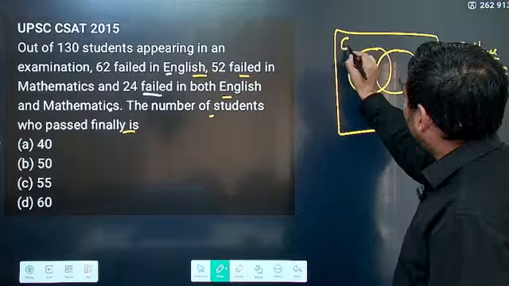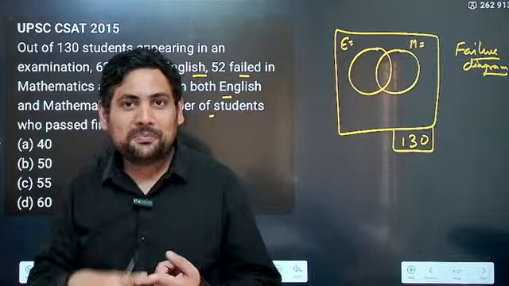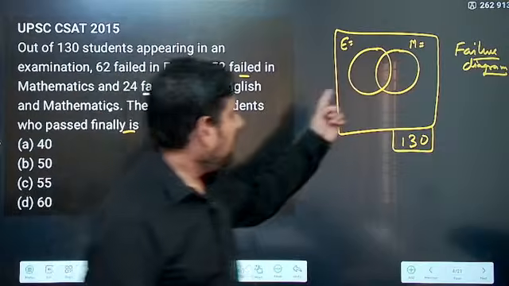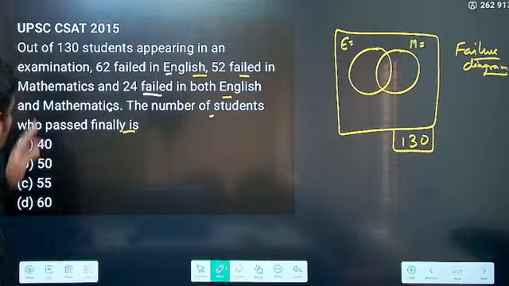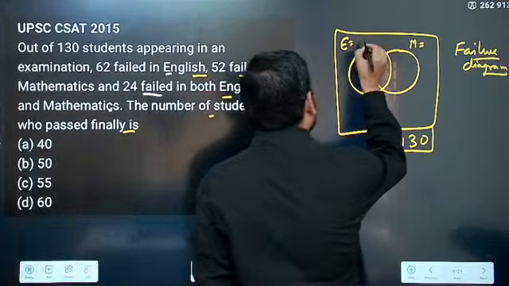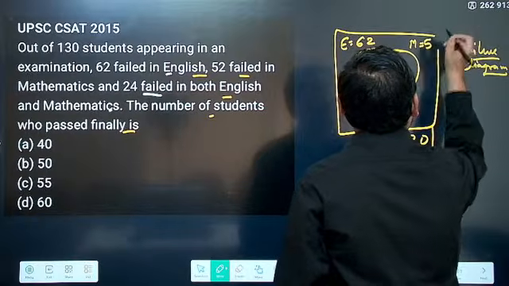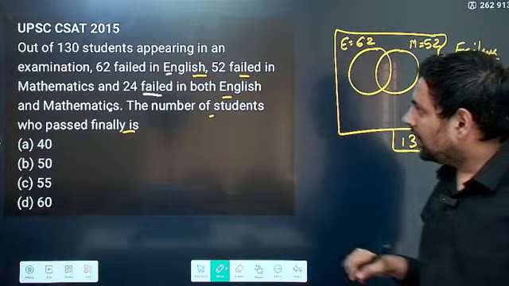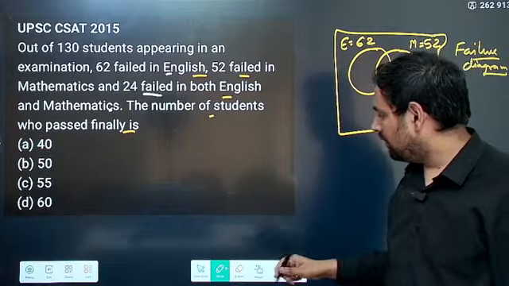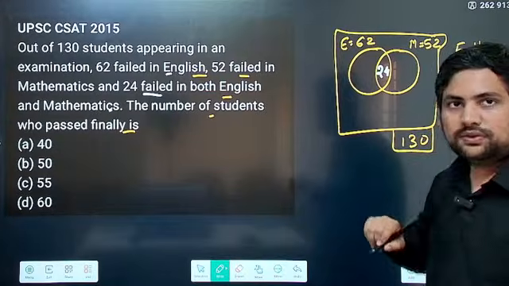So here, what is represented by E? By E I am representing people who failed in English. By M I am representing people who failed in mathematics. Now how many people failed in English? 62 failed in English. Then in mathematics, 52 failed. Correct. Now 24 failed in both of these. So that means this figure is what? This is 24.